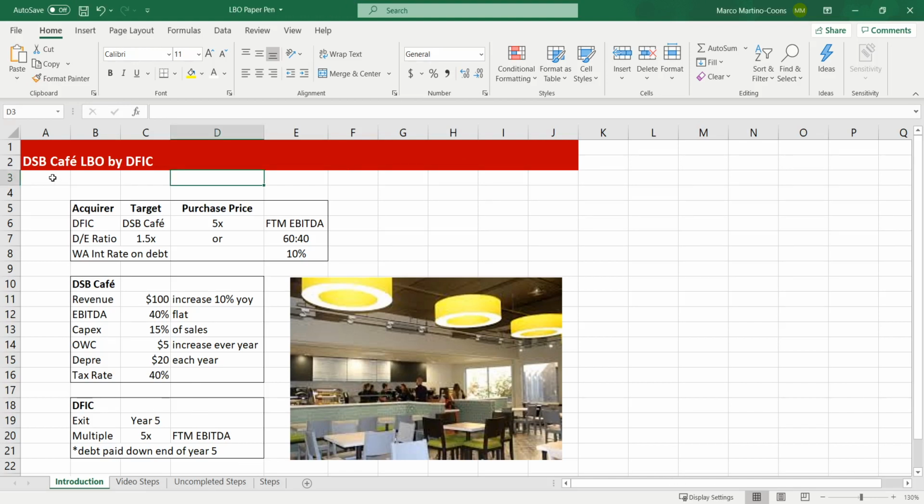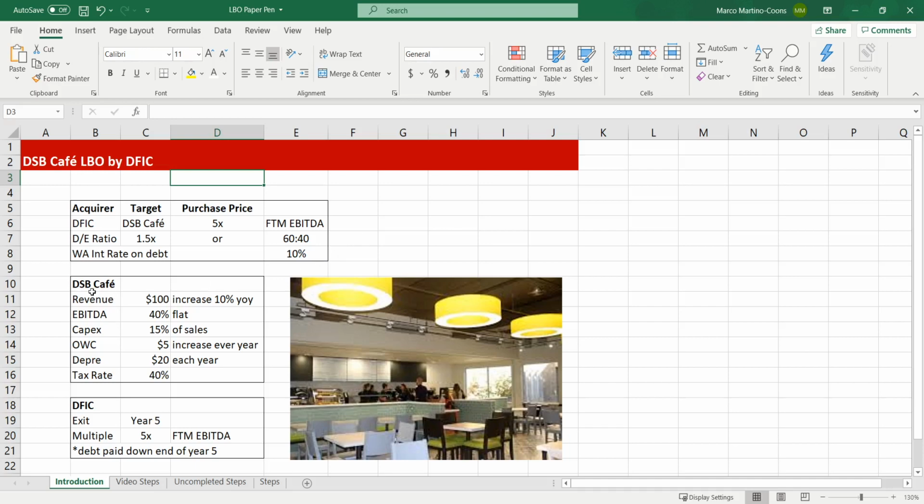We have our DSB Cafe leveraged buyout by the DeGroot Finance and Investment Council Financial Sponsor Group. So we're the acquirer and our target is DSB Cafe. We're going to acquire them at a purchase price of 5 times forward 12 months EBITDA. We're going to be using a debt to equity ratio of 1.5 times, or 60-40. You can see here we're trying to use less equity. We're only using 40%. This way we're going to end up amplifying our returns, and we're really hoping that this is going to be more than the interest rate on debt that we're paying, which is 10%.